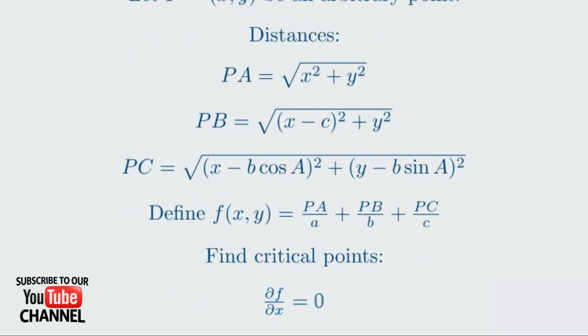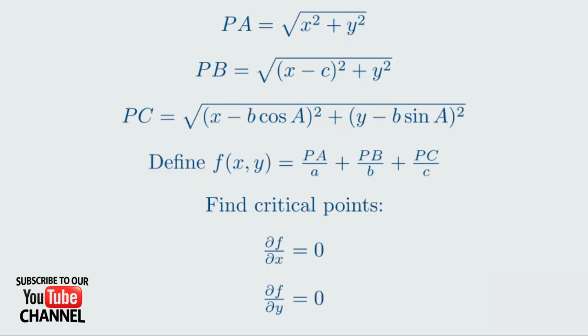So, we calculate the partial derivative with respect to x, set it to 0, and calculate the partial derivative with respect to y, and set it to 0. This might seem complicated, but a beautiful simplification occurs. Notice that PA is just the magnitude of vector AP, PB is the magnitude of vector BP, and PC is the magnitude of vector CP.